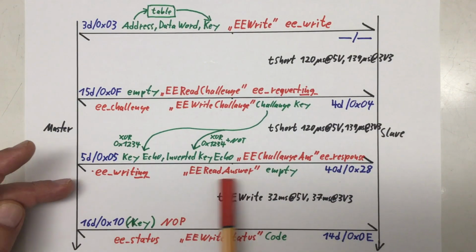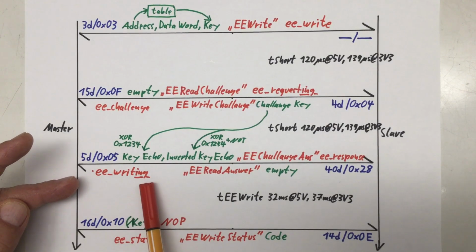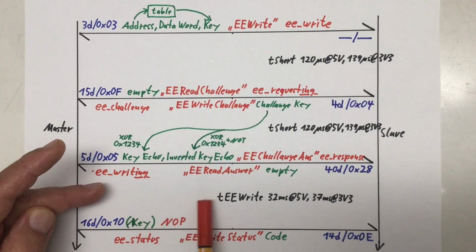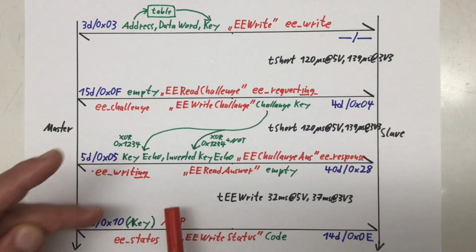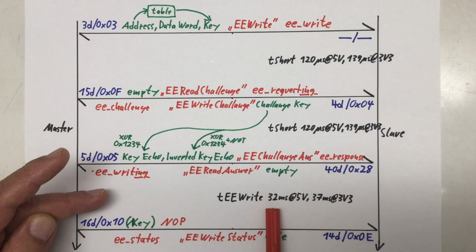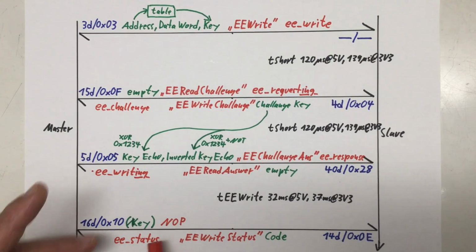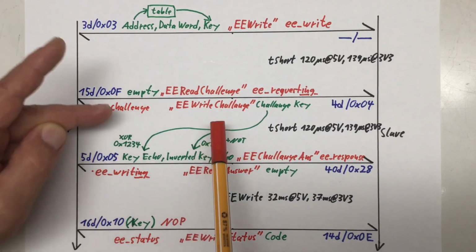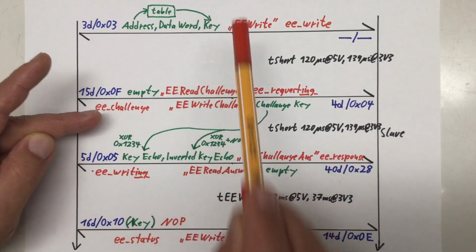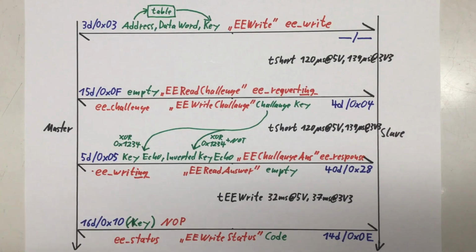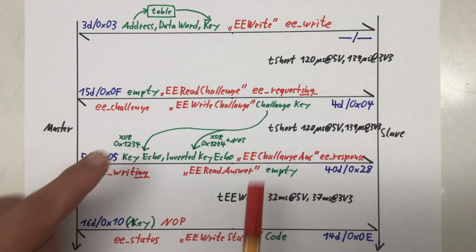EERead answer I will call EEWriting, because here the slave tells us that he's now actually writing to the EEPROM. That's why we have to wait here 32, respectively 37 milliseconds. And EEWriteStatus, I shortened that to just EEStatus, because we can get this message early on if we have the key wrong here, and then it has nothing to do with writing at all. Okay, let's have a look into the code.